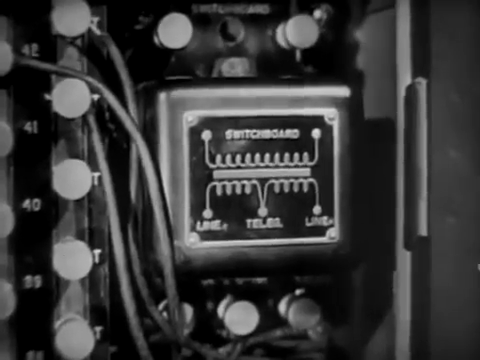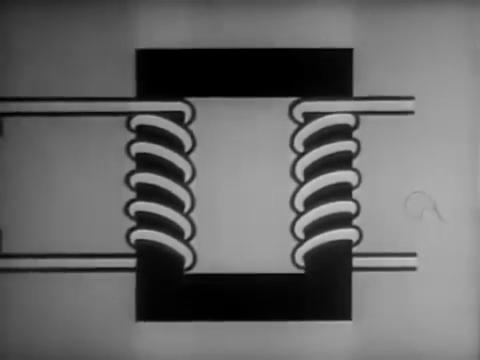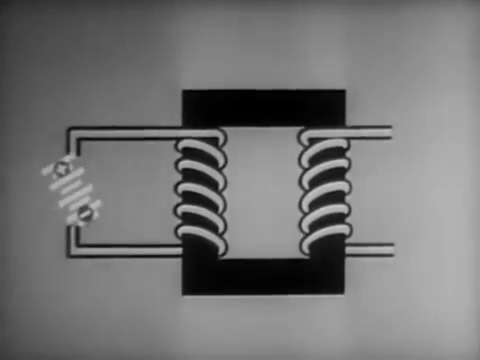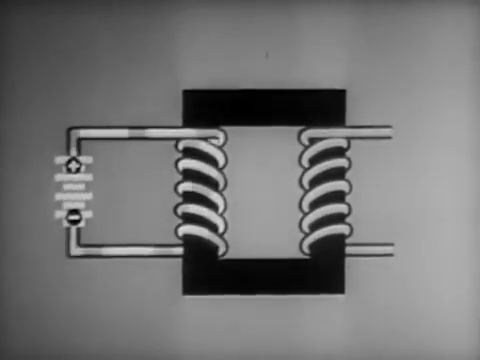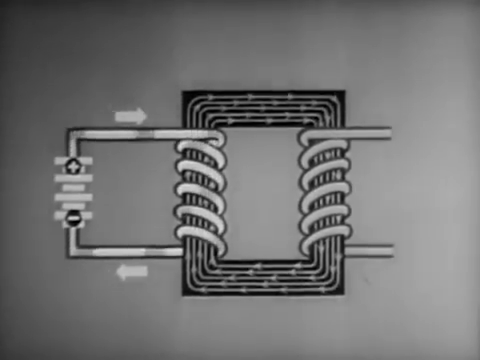It consists essentially of an iron core and 2 windings. Here's what happens when we send direct current through one of the windings. A magnetic flux builds up in the core.